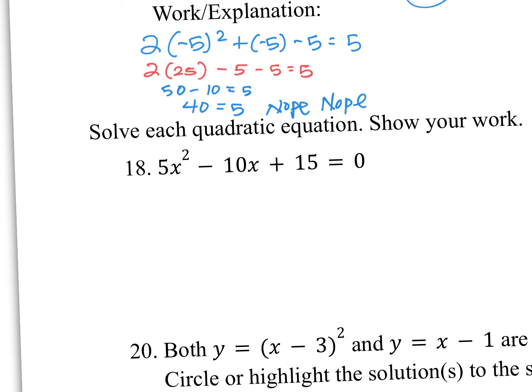So on this one I go, ooh, this has got a big old 5 up here. That's really hard to solve. But then I notice that they all divide by 5. Like this divides by 5, this divides by 5, and this divides by 5. So I could start Post and Low this way. I could start a quadratic formula this way.